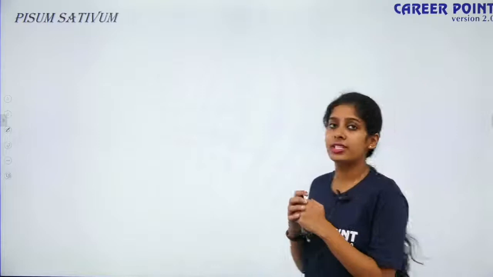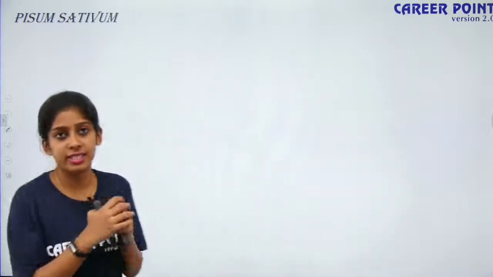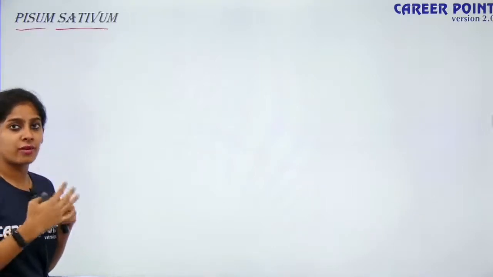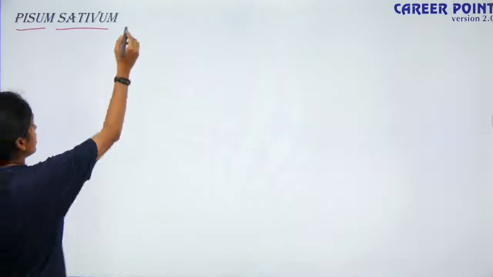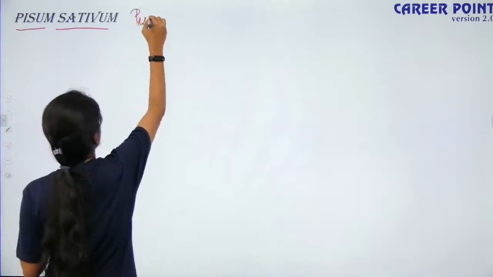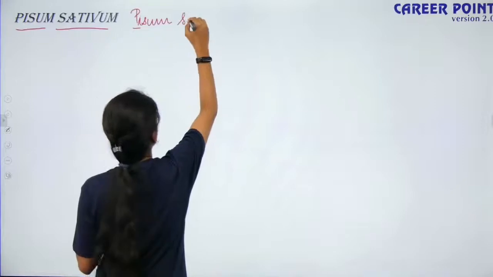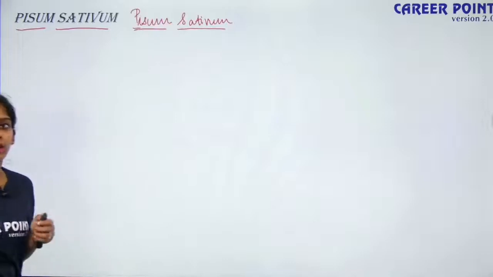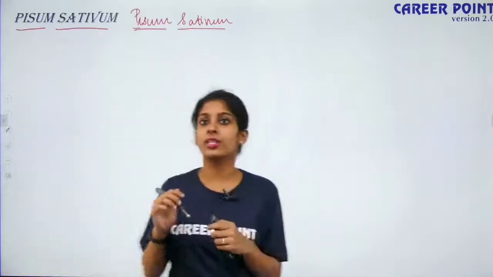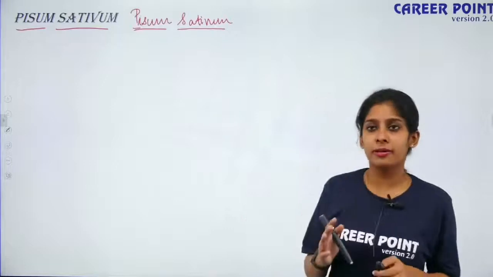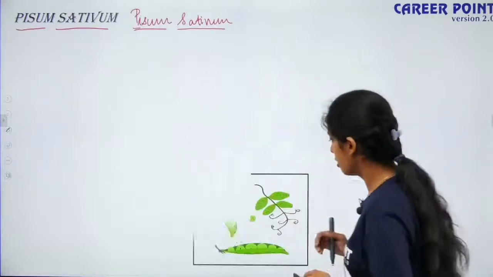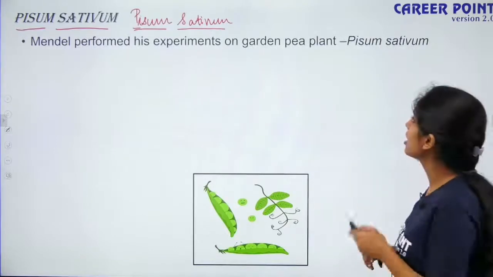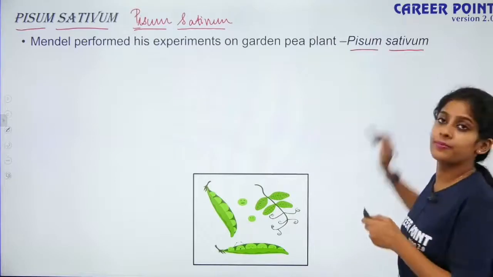Fine. So how do you write a scientific name? You either italicize them. Since it can be done on a computer, I have italicized them. Otherwise, when you're writing it, the first letter is capital, the starting of the second word is small, and then you underline both separately. So Pisum sativum, that is how you write. So it is basically a pea plant, the normal garden pea plant. Fine. So you would have seen these pea plants, right? So he performed his experiments on these pea plants. So that is called Pisum sativum.